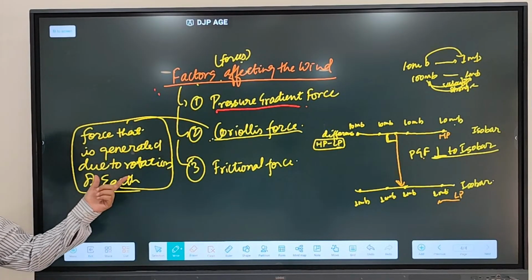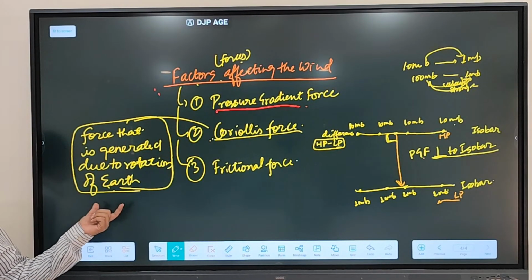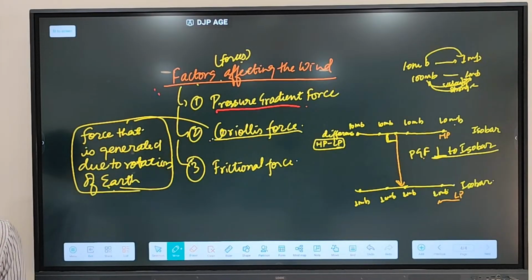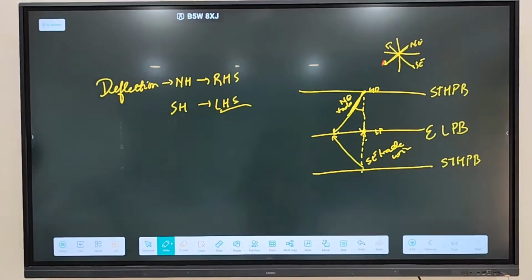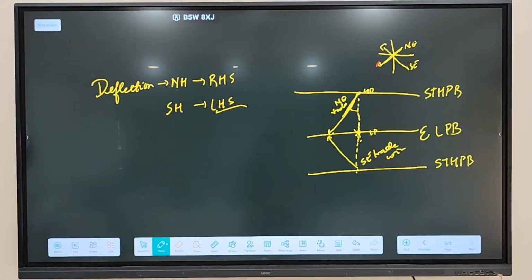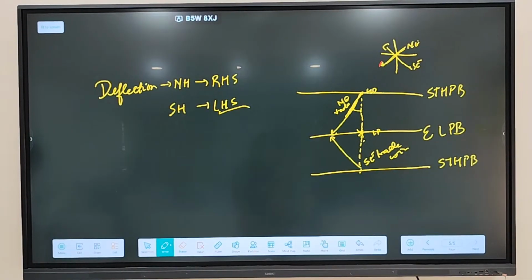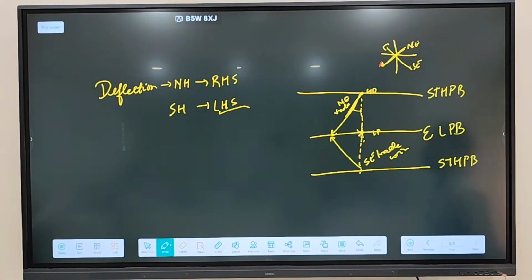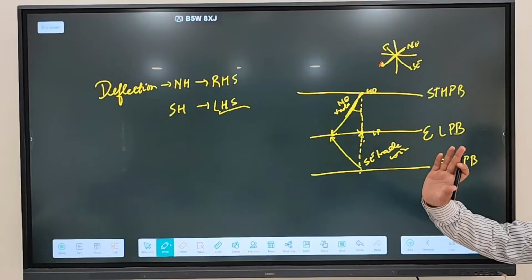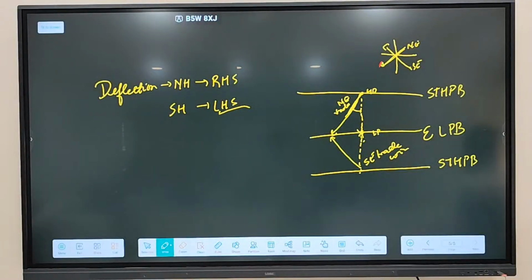Fine. So the force that is generated due to rotation of Earth is referred as what? Is referred as Coriolis force. Fine. And in the northern hemisphere and southern hemisphere, we are saying it is moving on the right hand side and on the left hand side. That is due to Coriolis force.